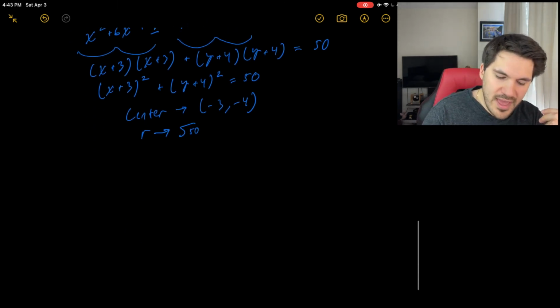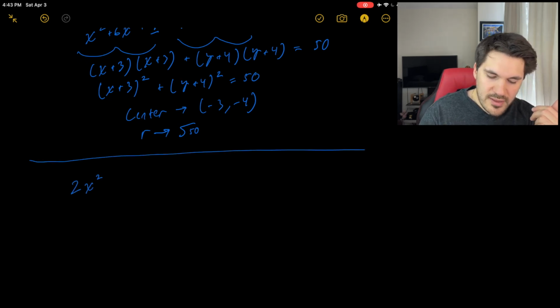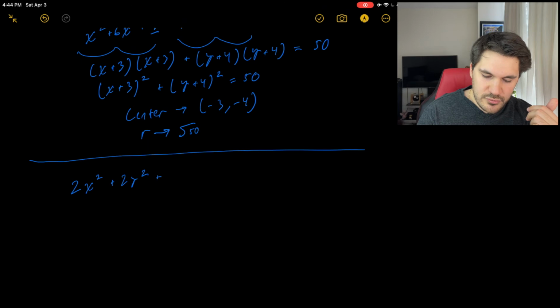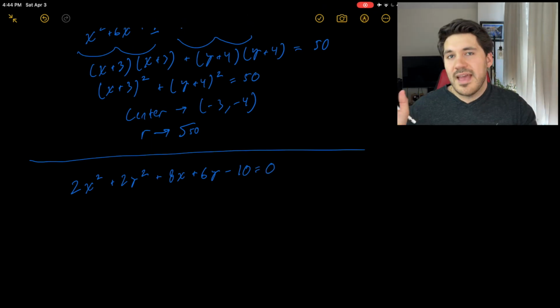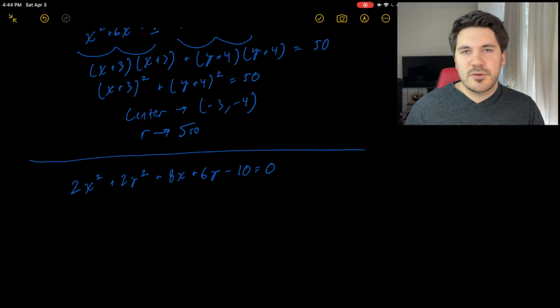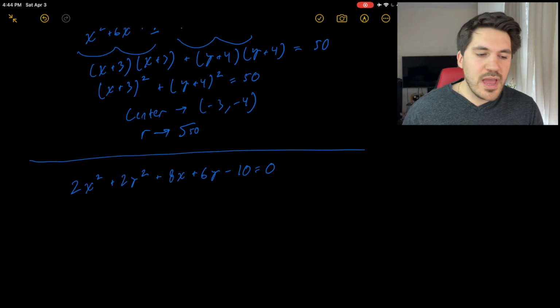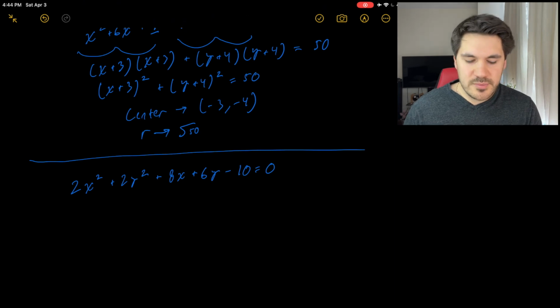So for example, what if we have 2x squared plus 2y squared plus 8x plus 6y minus 10 equals 0. What now? First things first, I'm going to go over something, and that is that the x squared and the y squared terms are always going to have the same coefficient. You'll never run into an issue where you have like 2x squared and like 3y squared or something. They'll have the same coefficient.